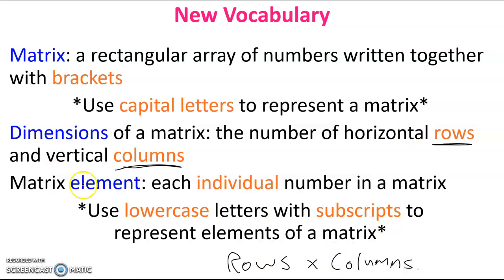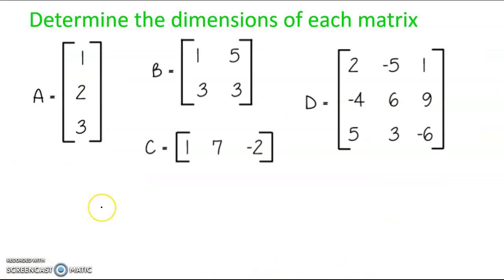This is really important because the dimensions are going to come into play when we start to do matrix multiplication and all that kind of stuff. So again, the biggest thing from this is to know that when you write your dimensions, the rows come first and the columns come second. So let's take a look at how to determine the dimensions of each of these here. Let's start with matrix A right here.